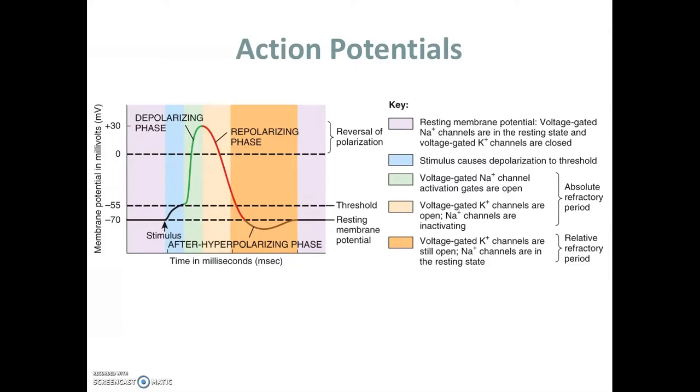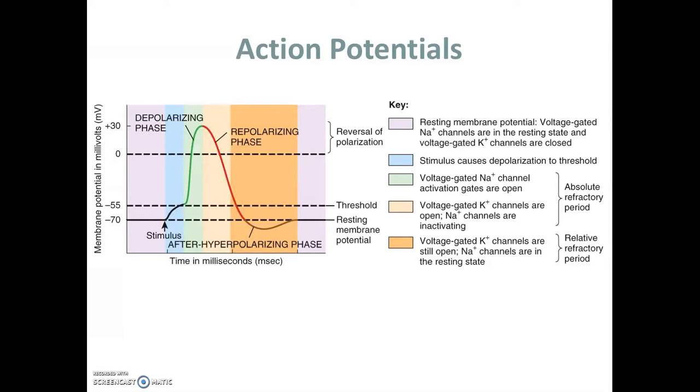This graph highlights the resting membrane potential in the purple areas when the voltage-gated sodium channels are closed and the voltage-gated potassium channels are closed. After a stimulus, depolarization to threshold will occur, as shown in the blue portion of the graph. Once we have reached threshold, voltage-gated sodium channels are going to open the activation gates. This is in the green period on the graph.